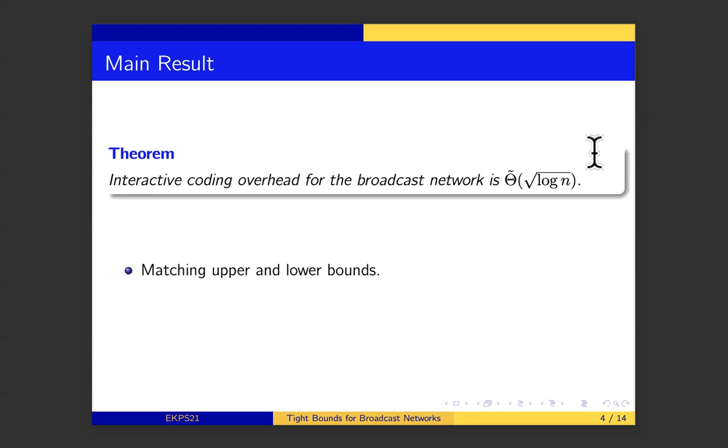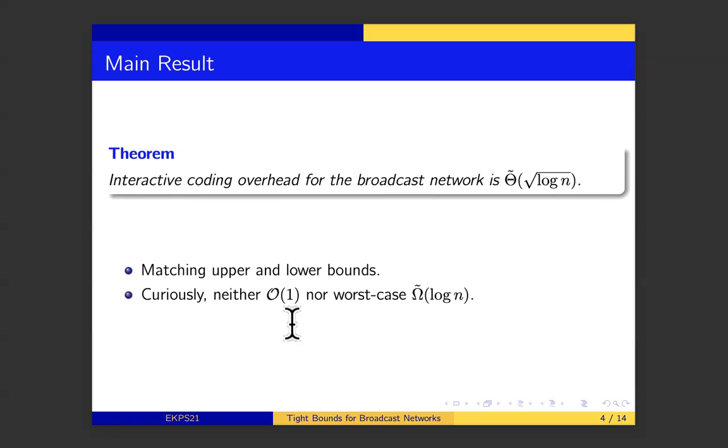And the fact that it's different from both of these known results means that we have to show a new upper bound and a new lower bound for the overhead. And this is what we do. Our bounds match at root log n, which is also interesting because tight interactive coding bounds are known for many different channels. And for all of these channels, one of two phenomena happens.